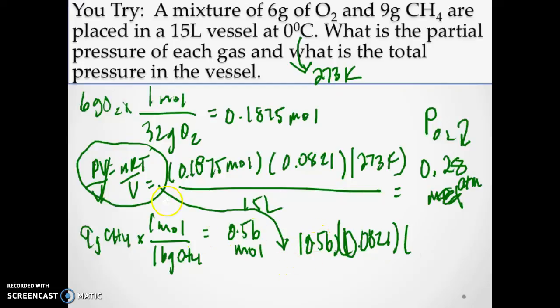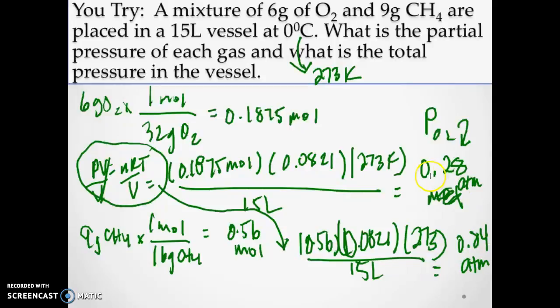And T is going to equal 273. And the liters will be the same reaction vessel. When you do this, you're going to get a small number, 0.84 atmospheres. And then when you add them all up, that's going to give you the total pressure.